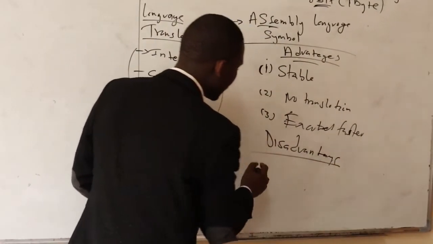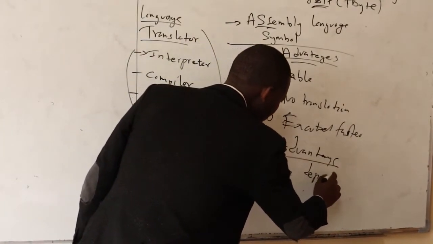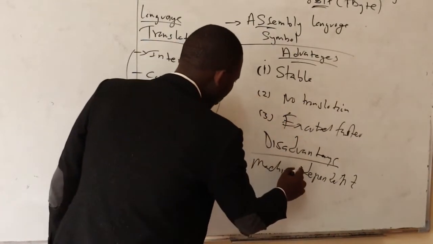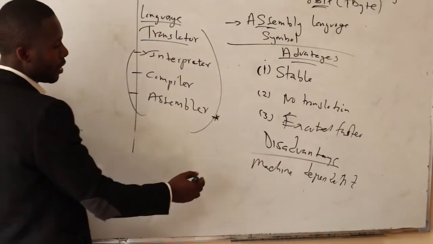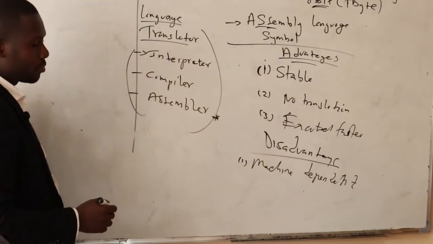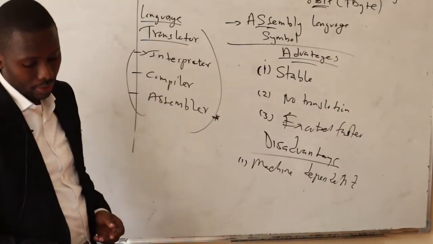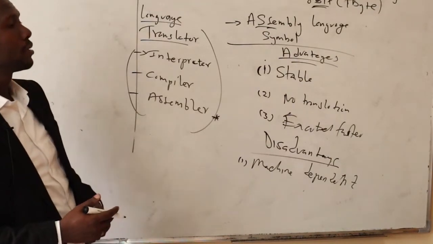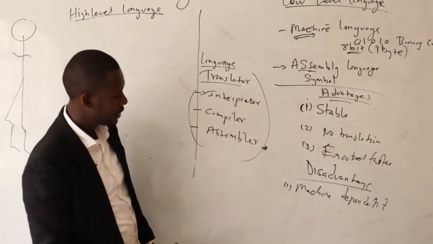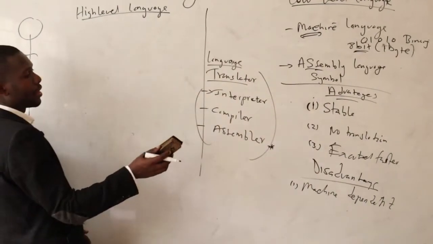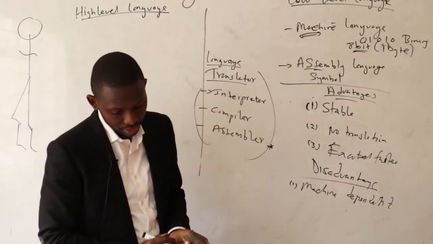Disadvantage: they are machine dependent. Being machine dependent means that you cannot transfer an application created using machine language from one machine to another. So these softwares are not portable. Simply, the softwares created in machine languages are not portable. So that is the advantages and disadvantages of machine language. Both assembly language and machine language share the same advantages and the same disadvantages.